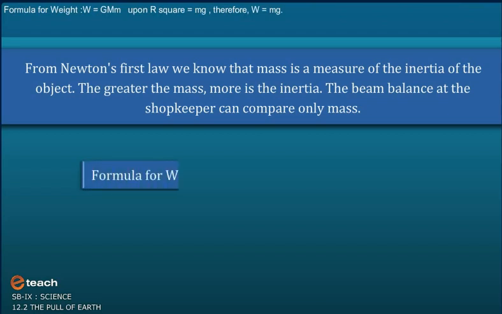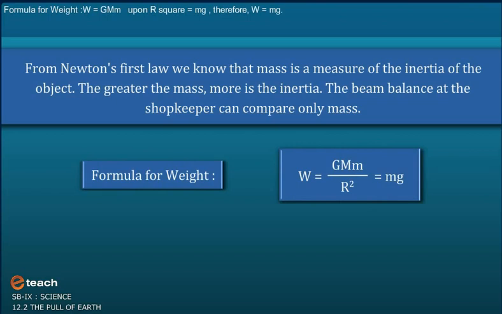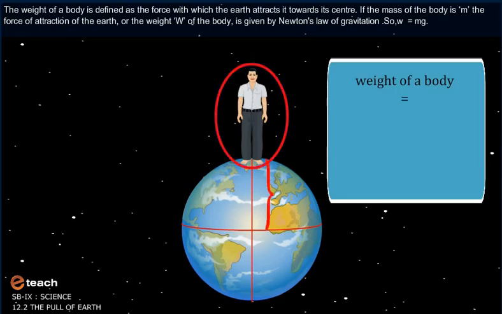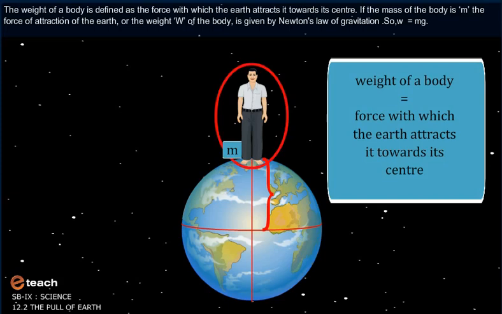The formula for weight: W = GMm/R², which is equal to mg. So, weight is equal to mg. The weight of a body is defined as the force with which the earth attracts it toward its center. If the mass of the body is m, the force of attraction of the earth, or the weight W of the body, is given by Newton's law of gravitation. So, W = mg.